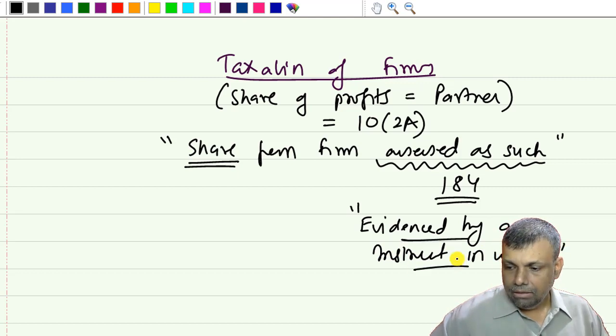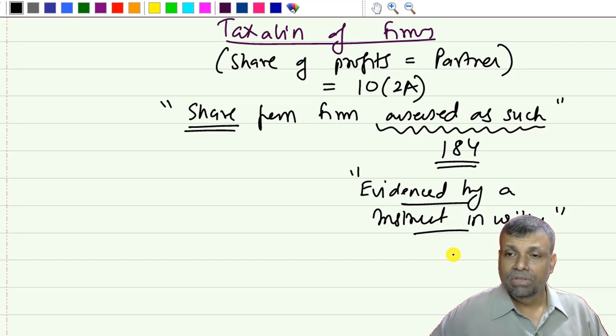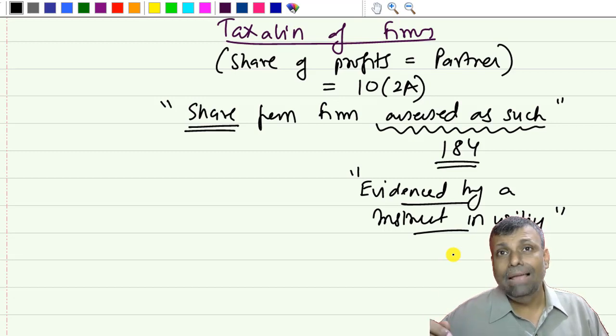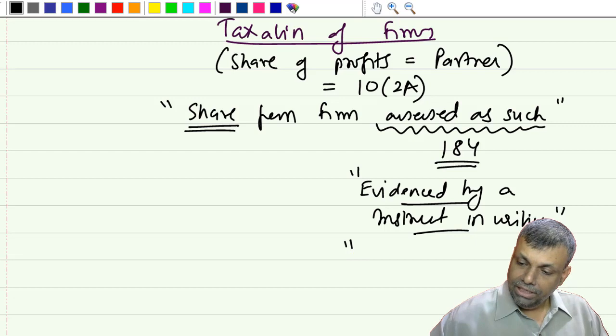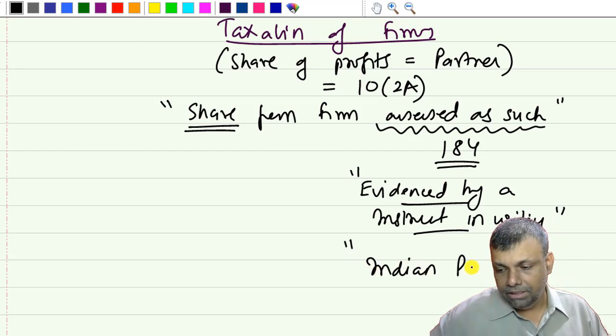So basically, a partnership firm should have a partnership deed. However, registration is not a condition. Section 184 does not say that it has to be a registered partnership firm, but it says that it has to be evidenced by an instrument in writing. That means it has to be a partnership deed. So the interpretation here is that this partnership deed should be an Indian partnership deed.